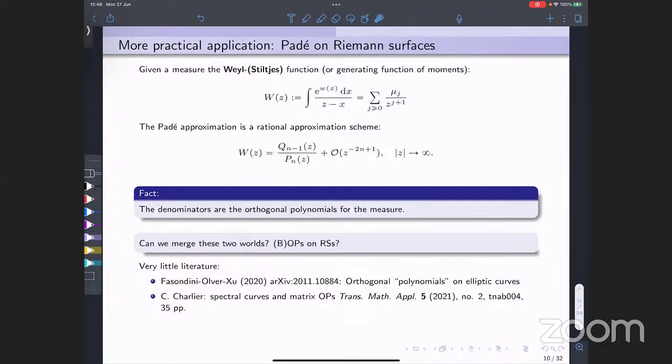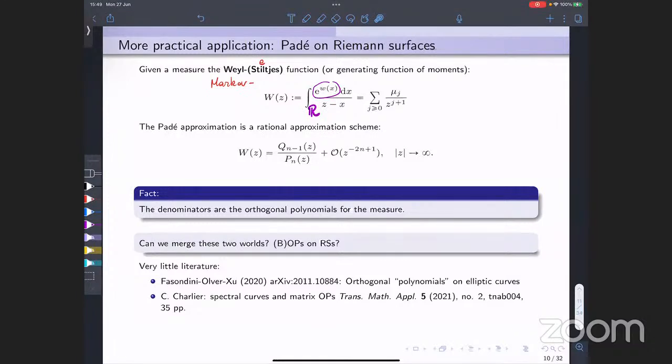So I'm going to talk now about the good old orthogonal polynomials on the plane. Remember that one way in which you introduce orthogonal polynomials, just to fix the ideas, let's say this is the real axis, is that you have a weight function which admits all moments, and you construct the Stieltjes, sometimes called Markov-Stieltjes, function. It's the generating function of the moments of the measure.